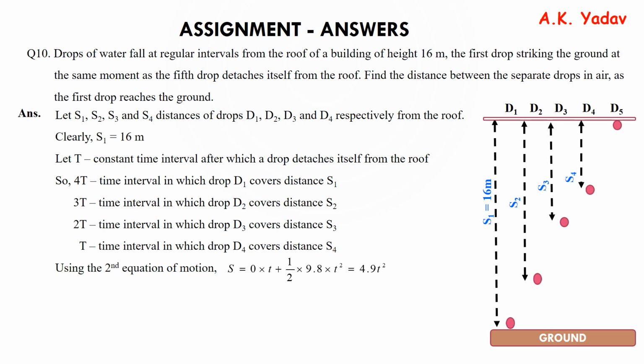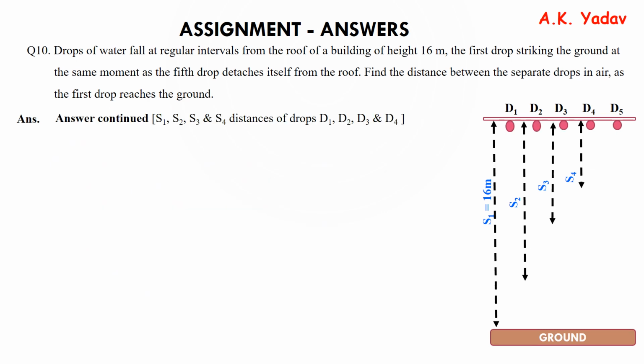Now let's use the second equation of motion. S is equal to ut plus half at square. Now as it is dropped, u is 0. So we get S is equal to 4.9 t square. Now for drop d1, S is 16 meter, time is 4t. So 16 is equal to 4.9 into (4t) whole square, which gives t square is equal to 1 upon 4.9. Continuing the answer further, this was the visualization of the question.